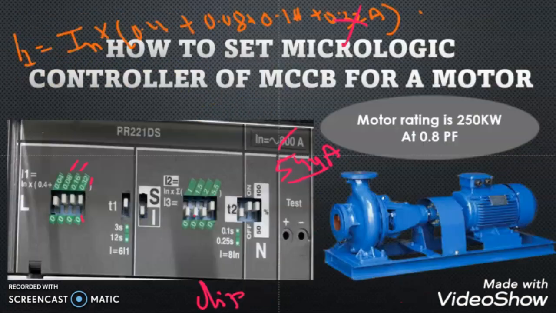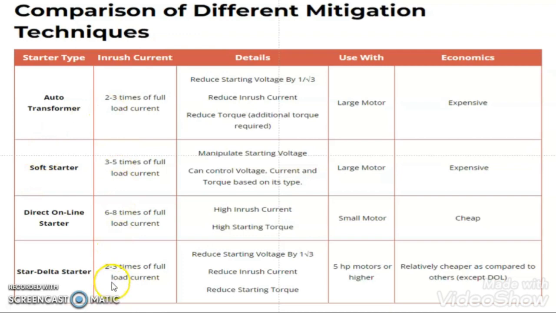Now, as we know, the motor at the time of starting takes very high current, called the inrush current. When there is no starter involved, the motor usually takes 7 to 8 times the full load current. But when we connect any starter technique like DOL starter, star delta starter, soft starter or VFD starter, then the motor will take less than 7 to 8 times the full load current, which is given in this chart.